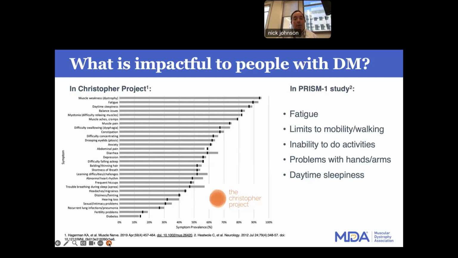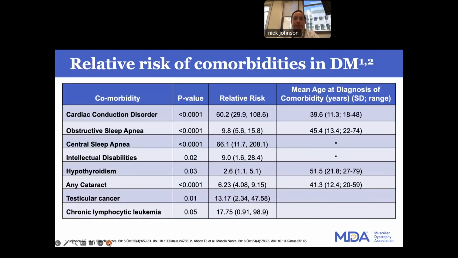But it's worth noting, if you look through the CRISPR project graph there, that there are lots of symptoms, well over 20 symptoms that get close to that 50%. They include things like abdominal pain, diarrhea, and anxiety. So it really is a multi-systemic condition.